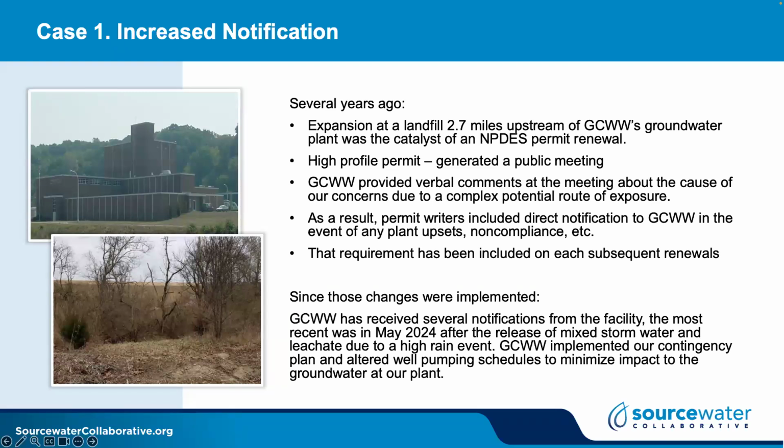We do get several notifications from the facility, the most recent of which was in May of this year, after they had a release of mixed stormwater and leachate due to a high rain event. That notification allows us to implement our contingency plan, which includes altering our well pumping configuration, and that helps minimize the impact to the groundwater at our plant. So it's a very positive outcome. Next slide, please.